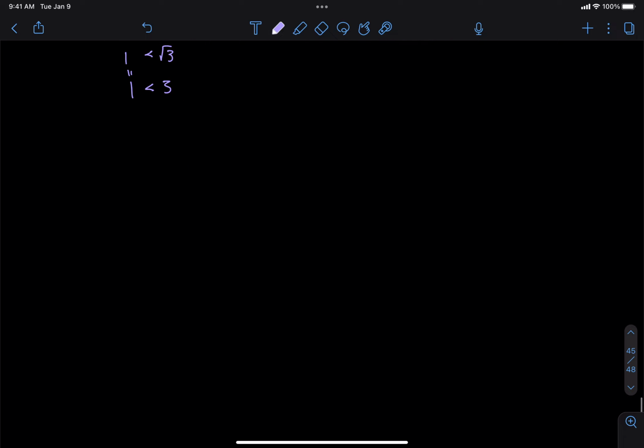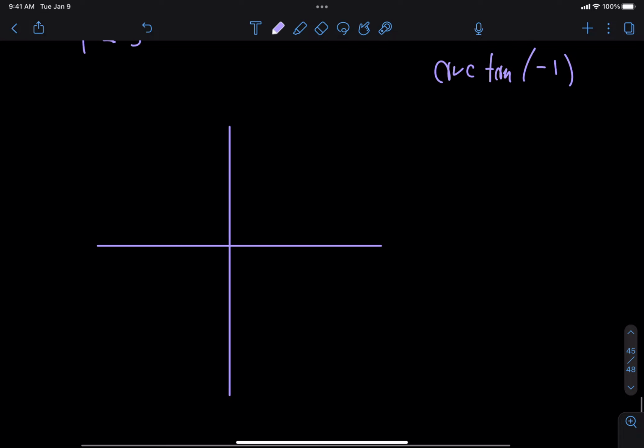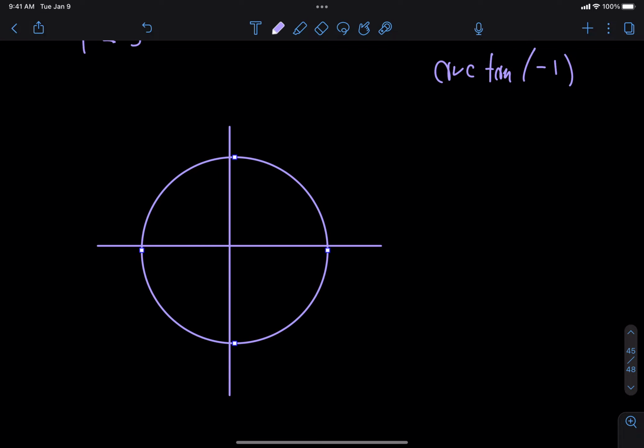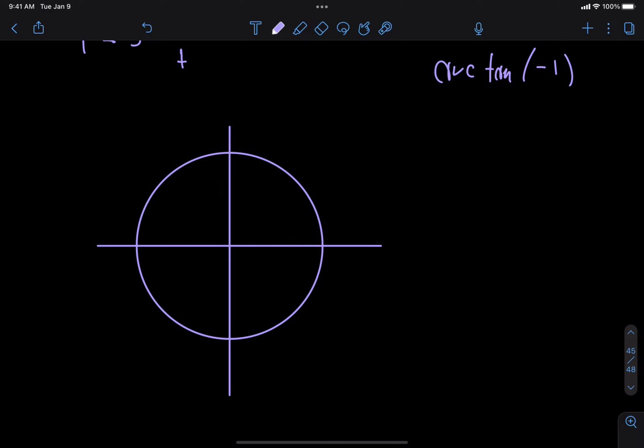All right, let's do the hardest one. Okay, arc tan of -1. Okay, why do I say that this is the hardest one? Because what is tangent of theta? Tangent of theta will be equal to the ratio of y over x of a point on the unit circle. So why is this confusing? Because I don't exactly know what is the x value of my point. I don't know what is the y value of my point. I just know that the ratio is equal to -1.